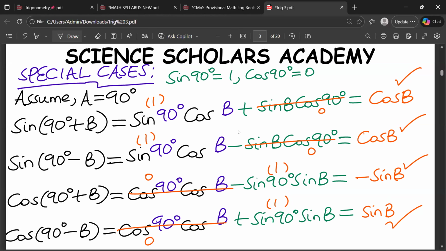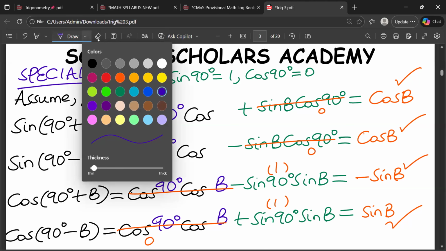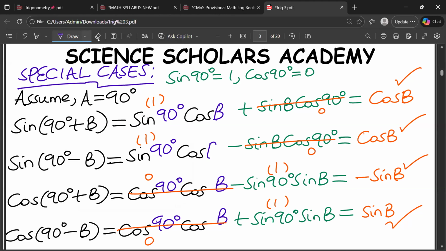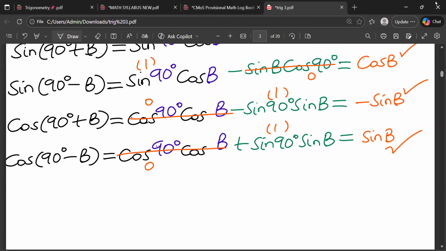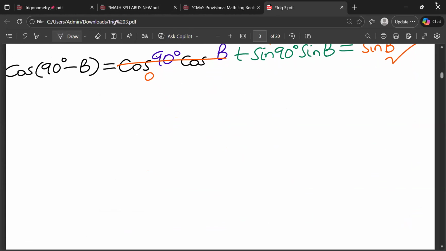I want to see in the chat who has gotten confused anywhere. Is that okay? I think it's okay. So I'm going to leave you with a task. You do your own special angles.